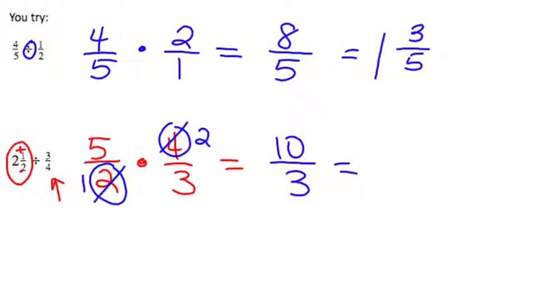That's improper, so 3 goes into 10 3 times. That'll give me 9. So I'm going to have 1 left over, and my denominator is 3. So that's how you divide fractions.